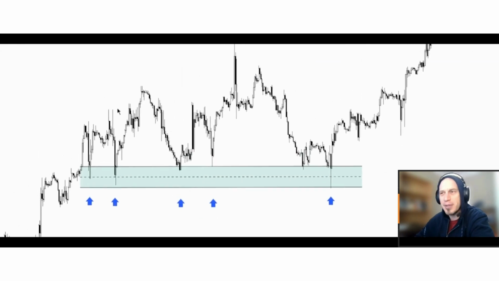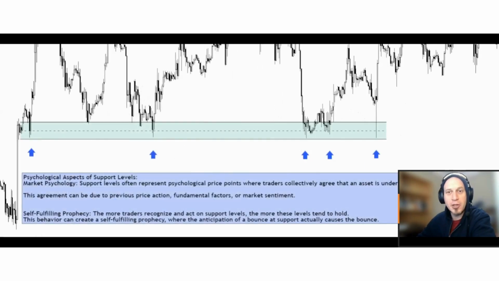Example number 2. Price bounced here clearly, right? 1, 2, 3, 4, 5 times, another 5 times. Price is reacting to this level. This level of price is a reaction. For whatever reason, this level of price is the floor. We have formed a floor around this level. Support level.